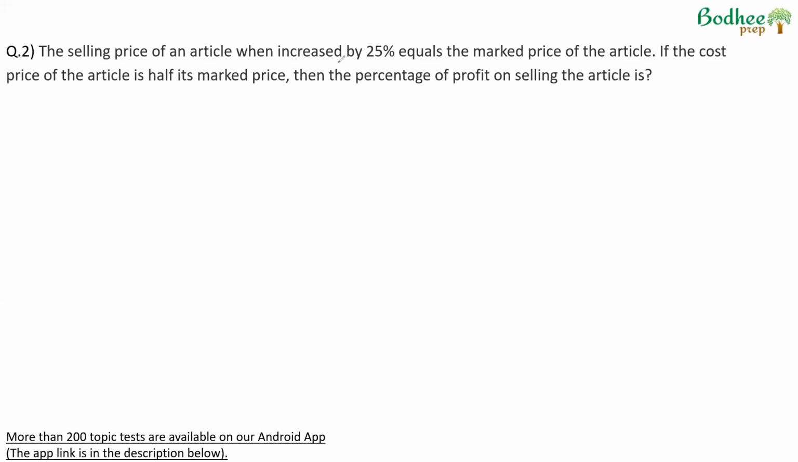The selling price of an article increased by 25% equals the mark price of an article if the cost price of the article is half the marked price. Selling price, marked price, cost price. Let us take the selling price such that we can find 25% of that easily. Also, the resultant should be a number for which I can take half very easily. So let the selling price be 200. Actually 400.